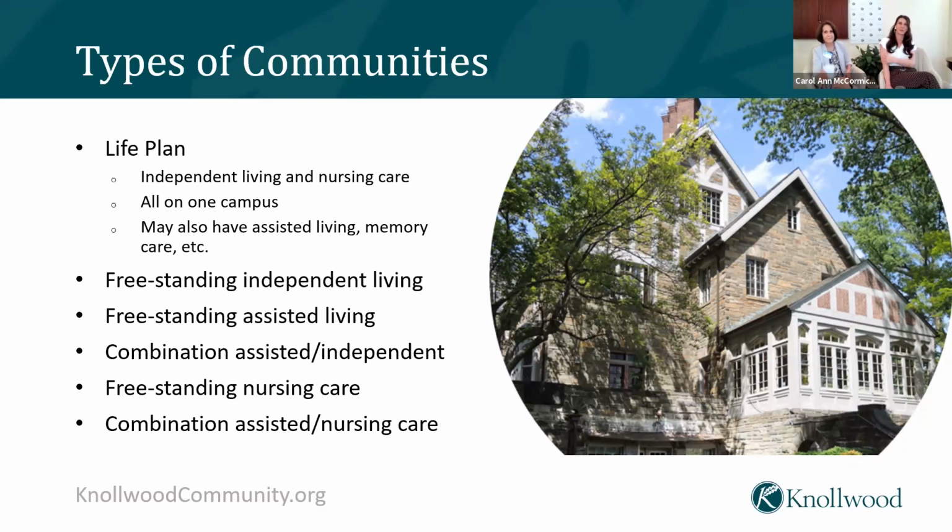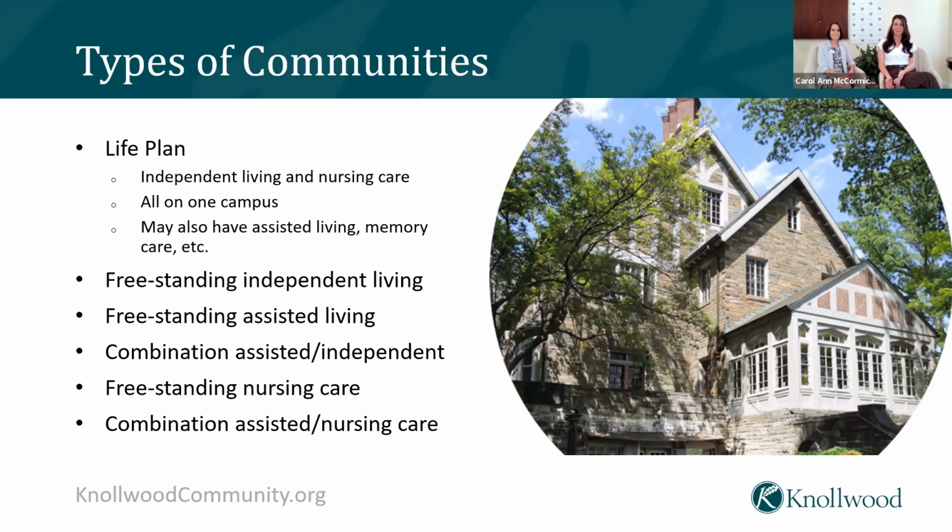So the types of communities: life plan. We have independent living and nursing. You have to have both independent and nursing to be considered a life plan community. They may also have assisted living and memory care, but you do have to have the nursing component with the independent to be considered a life plan. And we do have assisted living and memory care here as well.